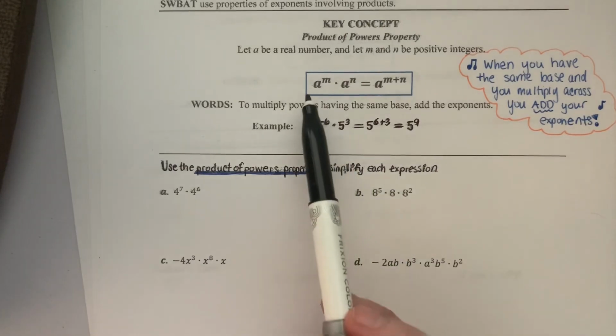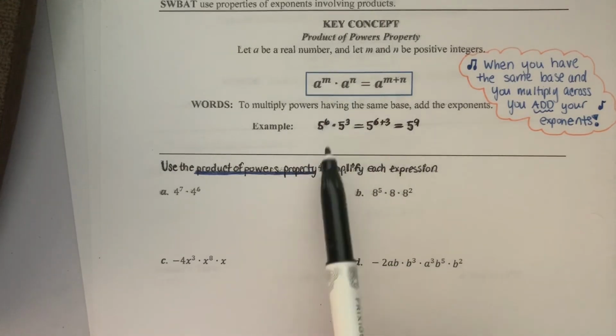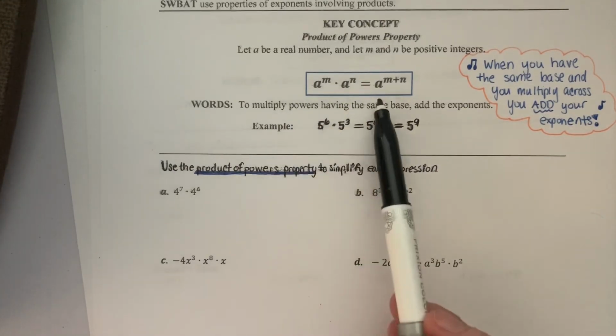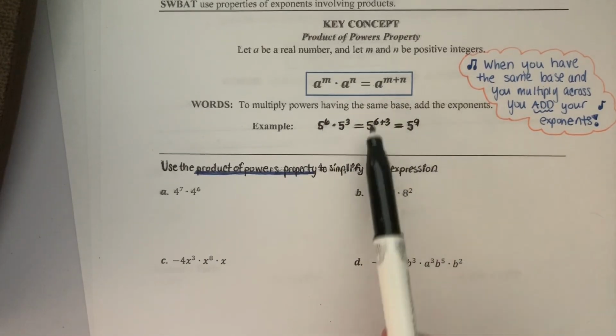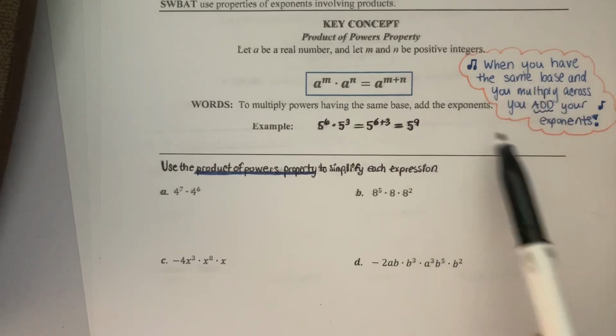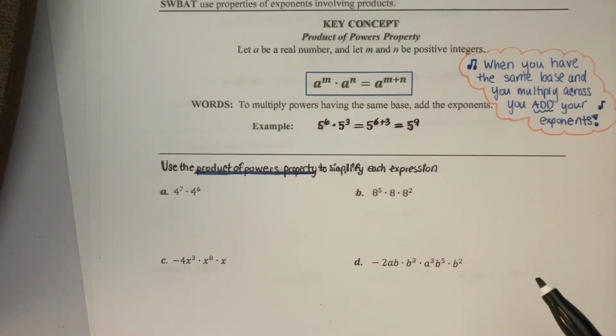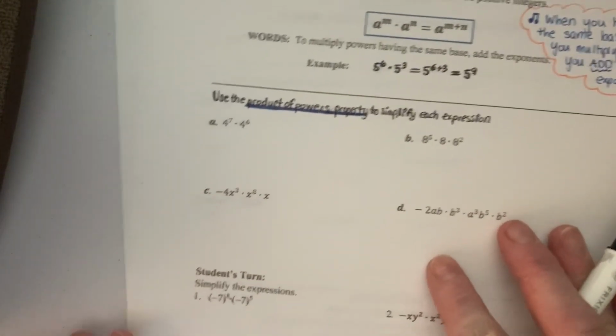So what I'm saying is the base is the same, the a is the same. You're multiplying across, so you're multiplying this times this. So you need to add your exponents. One more time, I'm going to say this so we remember it. When you have the same base and you multiply across, you add your exponents. So it's a pretty simple property. It's the first one we're going to look at.